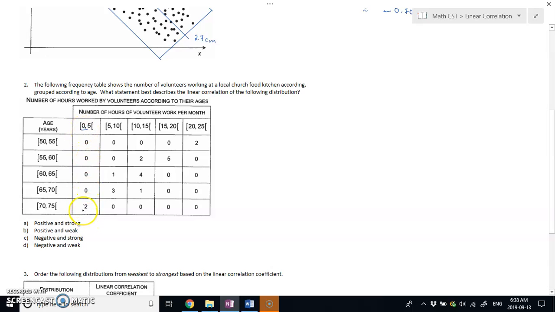Do you see this here? The younger you are, the more likely you are to work 20 to 25 hours. So the question is how do we represent this information, or what are they asking? Is the correlation positive and strong, positive and weak, negative and strong, or negative and weak? One way to do this is to look at our table and sort of circle the distribution.